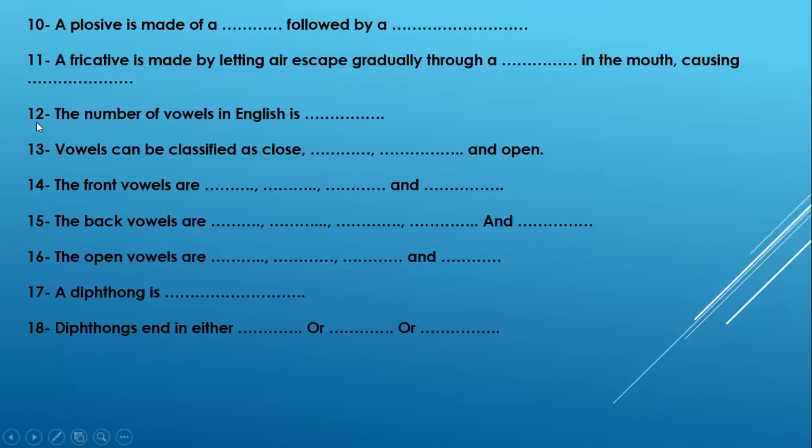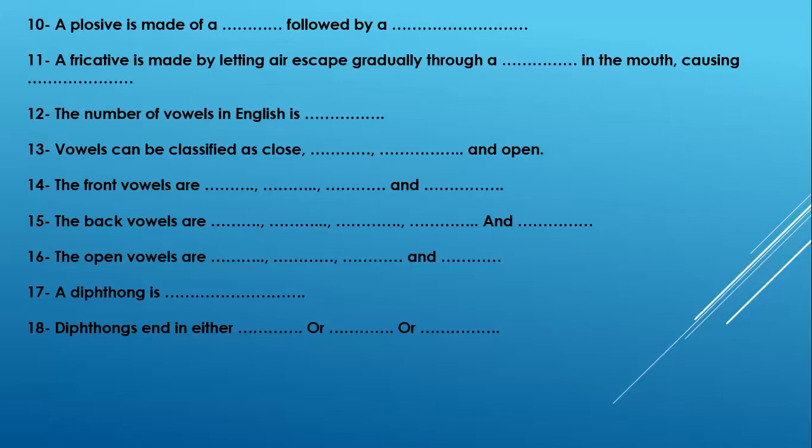Okay? Number 12. The number of vowels in English is, so we're talking about vowels now. How many vowels do we have in English? Number 13. Vowels can be classified as closed, something else, and open. Like we've got three things to describe vowels. We say closed, open, whatever, in relation to the position of the tongue in your mouth while producing the vowels.